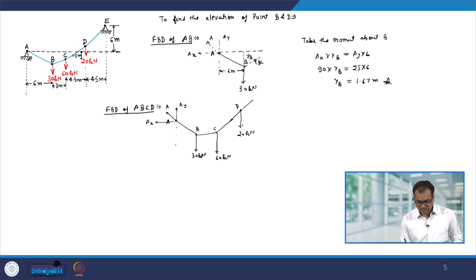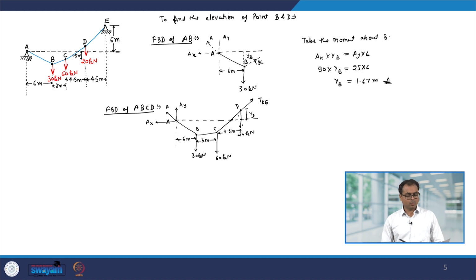Now, let us write down the other geometrical parameters. So, this is 6 meter, this one is 3 meter, and this is 4.5 meter. This was our horizontal direction, and in this direction the tension T DE will act. Now, we have to find out what is its elevation. So, from here to here let us call it YD, and we have to find out what is YD. For that, let me take the moment about D, because I do not know what is DE. So, that will go away.